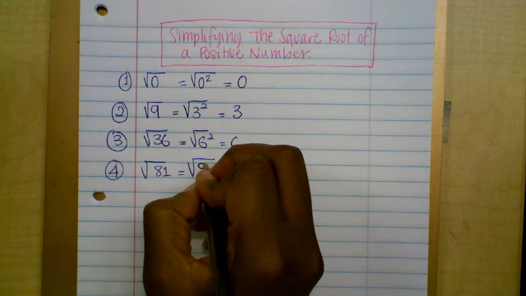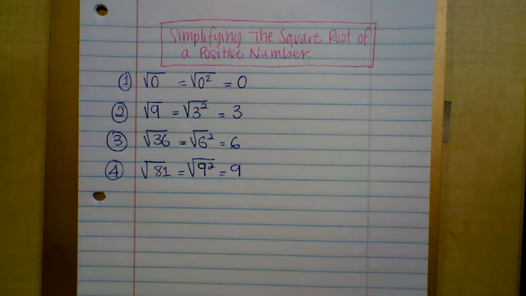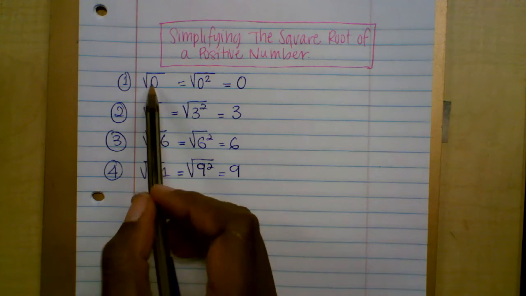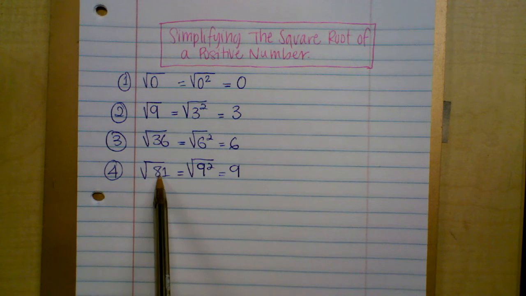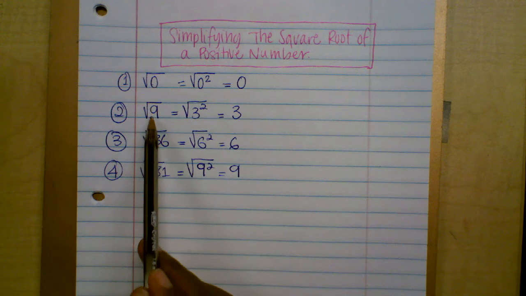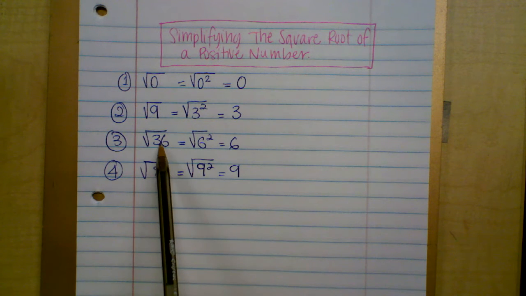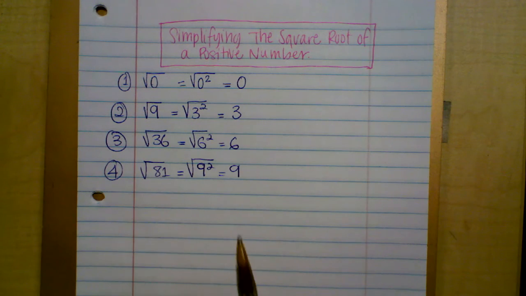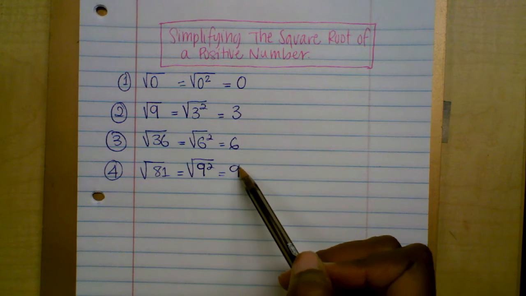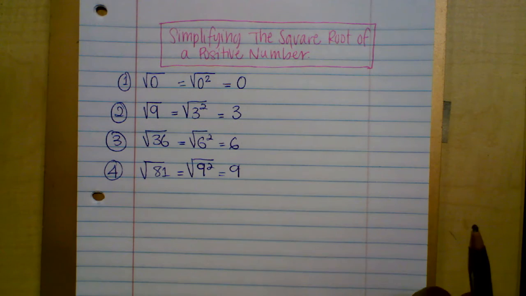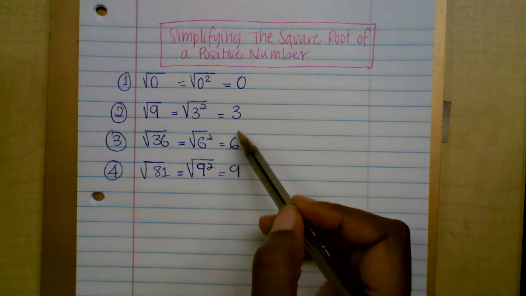It's 9, okay? So what I gave you here was the square root. The radicands are perfect squares. 0 is a perfect square, 9 is a perfect square, 36 is a perfect square, 81 is also a perfect square. Okay, so that's why they come out as what? Rational numbers.